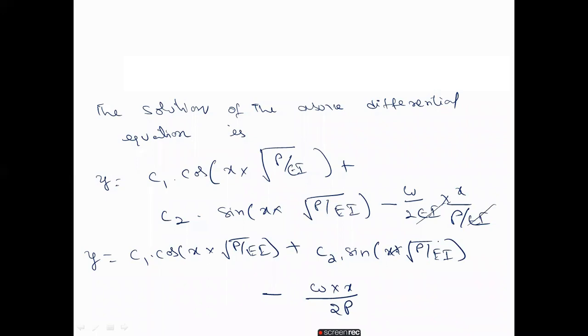My dear students, we solved this in yesterday's class and the day before yesterday's class. Also, we take the square root of P by EI equal to alpha. Like this, you will get the solution. Now, for this equation, we have to calculate the slope. Slope is nothing but dy by dx. Cos becomes minus sine, and sine becomes cos. So with respect to x, I will write the differential of the above equation.